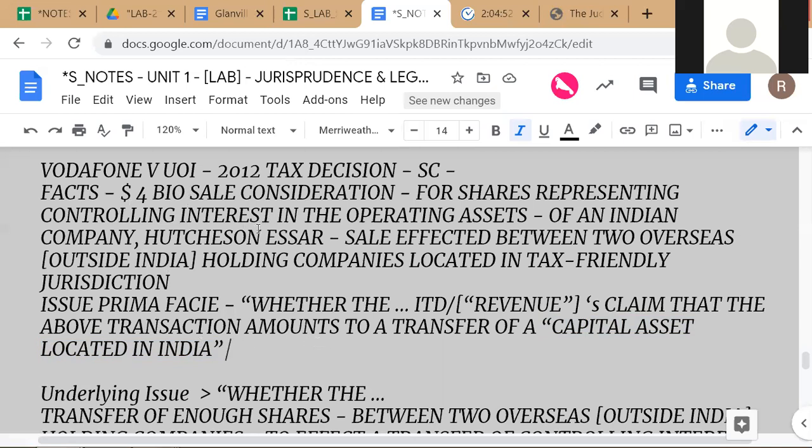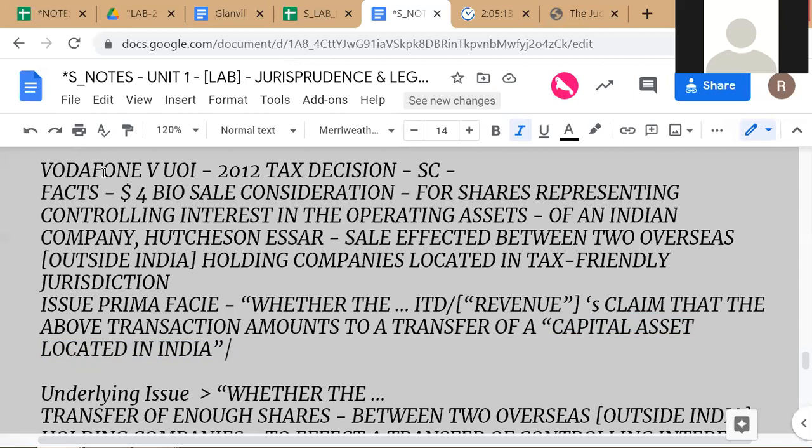So whenever you're engaging in a transaction, I'll just briefly explain. Before I write this, I'll explain briefly what the contentions of the two sides was. The main contention of the IT department in this case is that you guys got $4 billion in sale proceeds, okay? You guys paid, actually. Vodafone paid. So these are the buyers and these are the sellers.